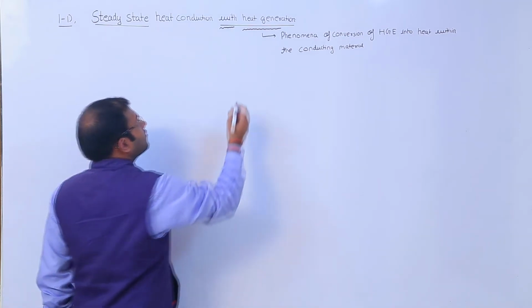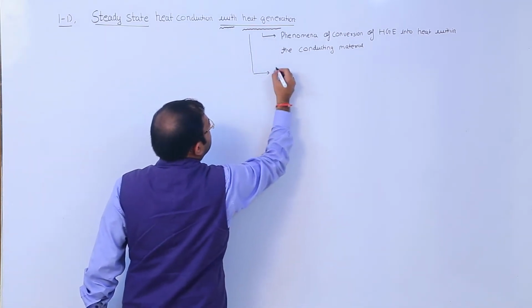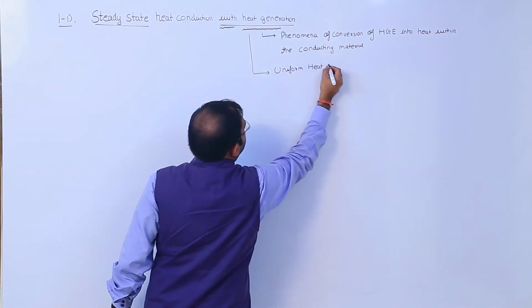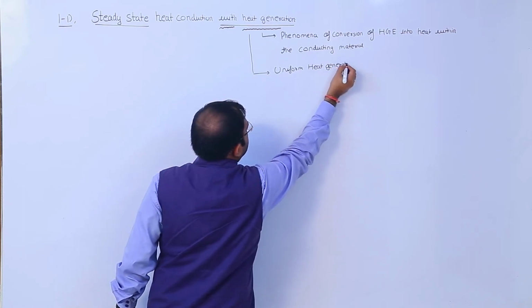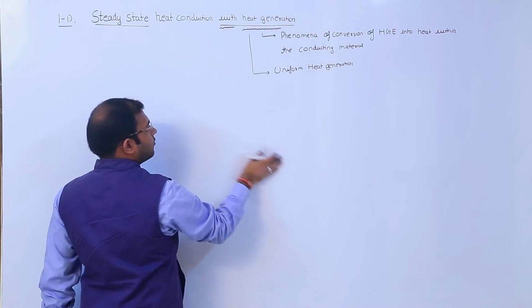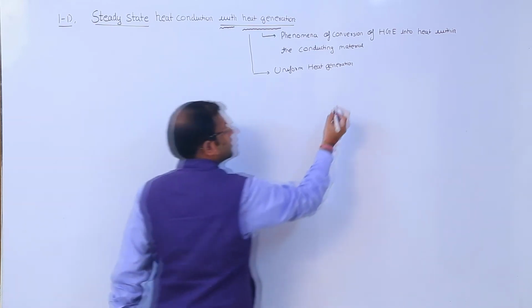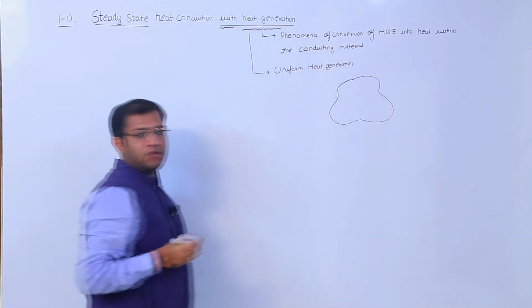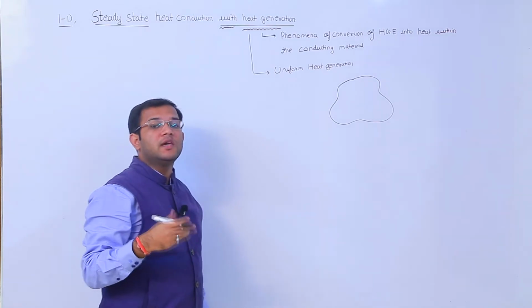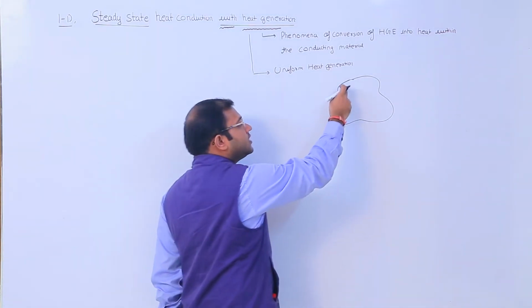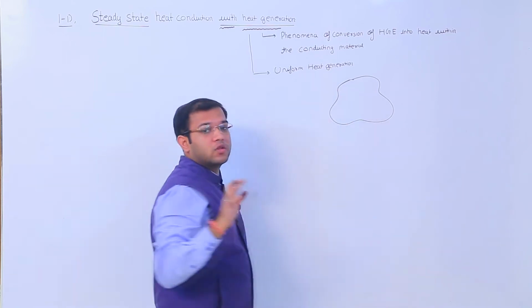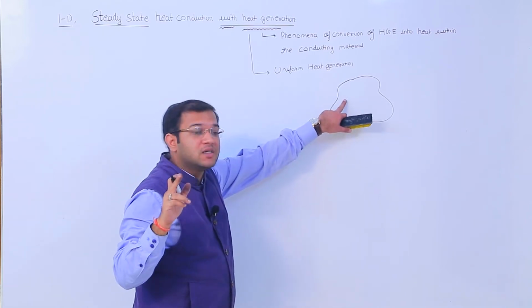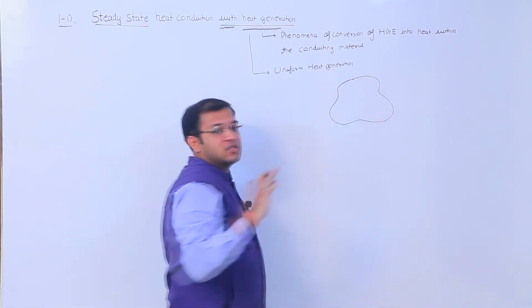Fine. And what we consider here is that there is uniform heat generation. See, what do we mean by uniform heat generation? Suppose this is a heat conducting material. Fine. When we say uniform heat generation, that means heat is being generated uniformly throughout the volume of this material. So heat is uniformly generating throughout the volume of this material.